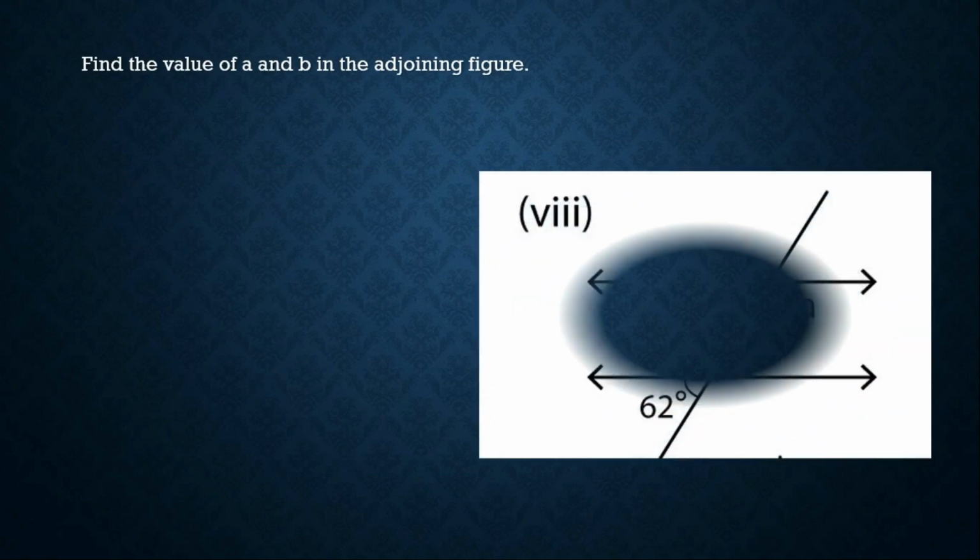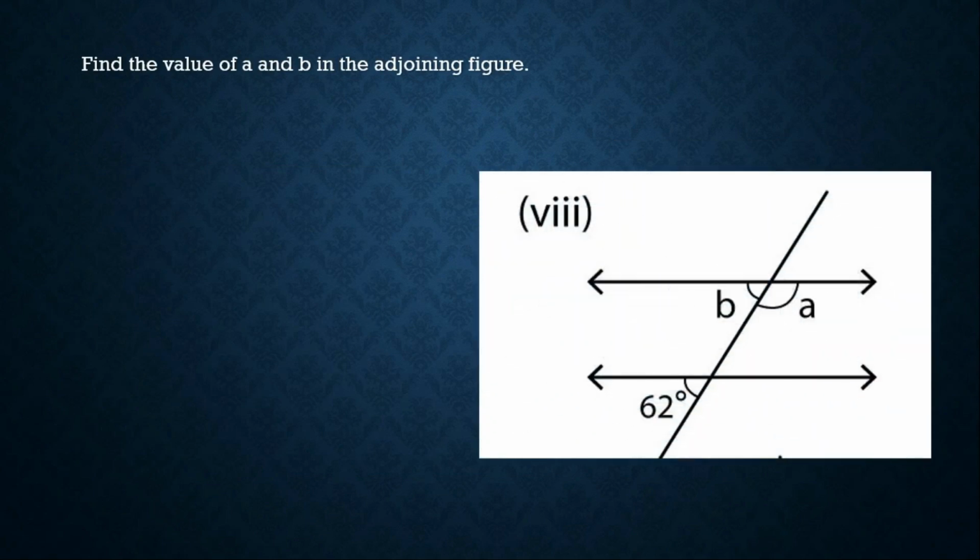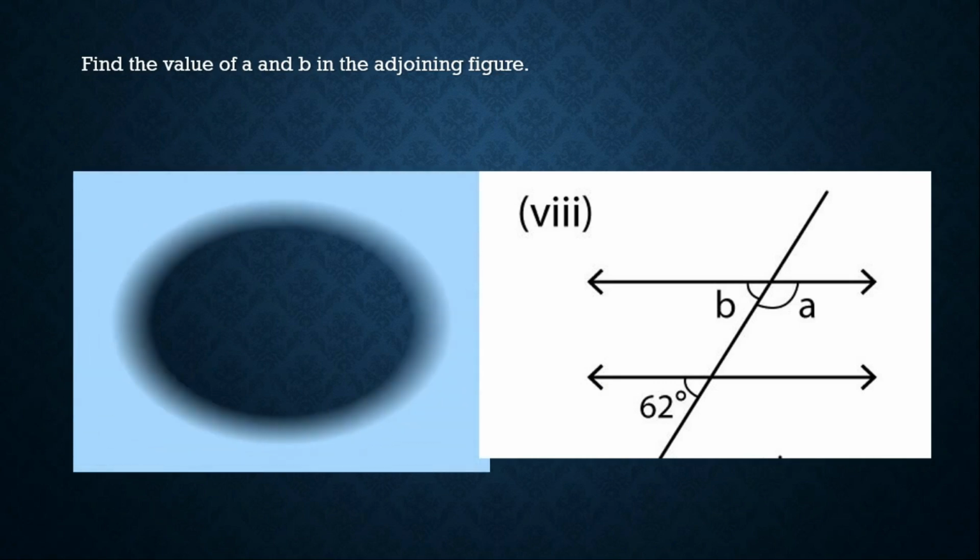Now let us see one more problem. So we have to find the value of A and B. So what will be the value of B? Yes, very good. The value of B will be 62 degrees. Why? They are corresponding angles. And what is the value of A? We will take the linearity property, that is 180 degrees minus 62 degrees. And after finding the difference of 180 degrees minus 62 degrees, we will get the value of A.